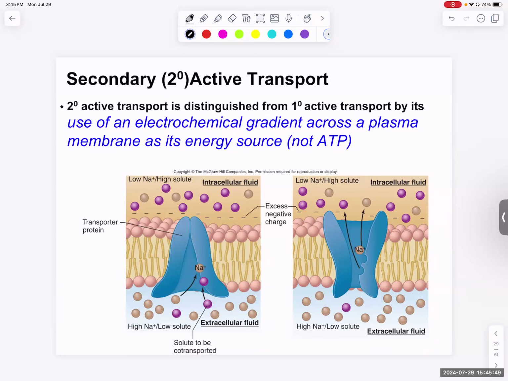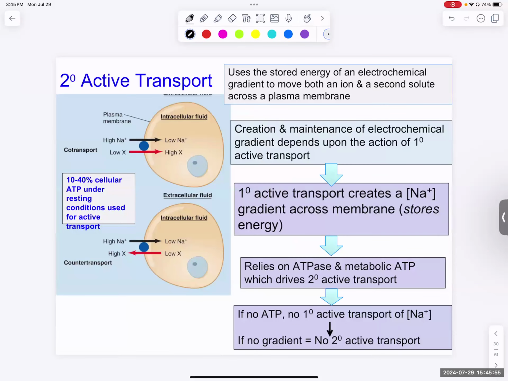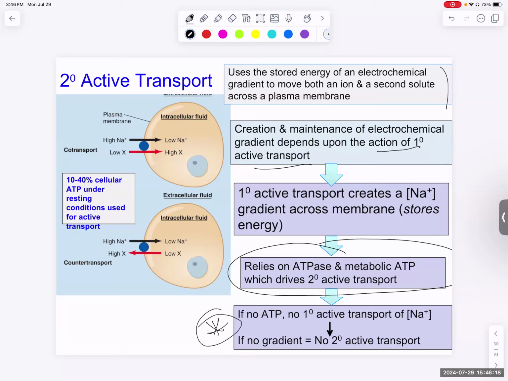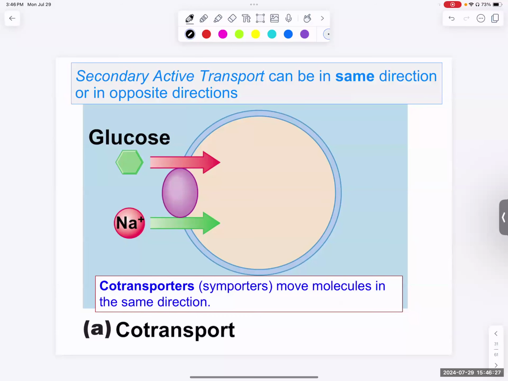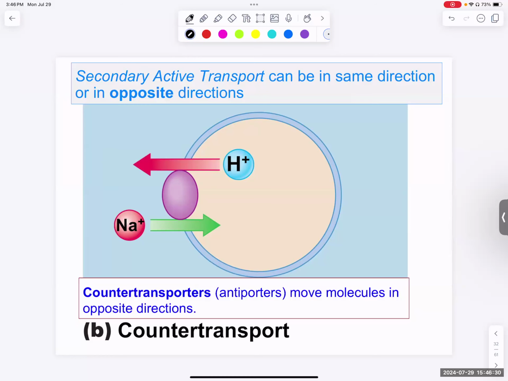It's using an electrochemical gradient or a concentration gradient as its energy source, and that was created by primary active transport. So you could say it used a stored electrochemical gradient, and the creation of this gradient is dependent on primary active transport occurring. If primary active transport doesn't occur, there is no secondary active transport. That is to say, if you have no energy, no primary active transport happens, therefore no secondary active transport will happen. Secondary active transport can be in the same direction. It can also be in opposite directions.